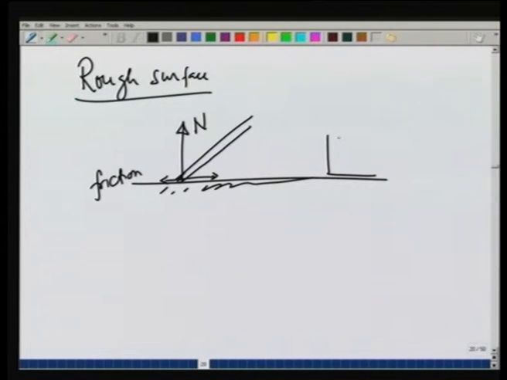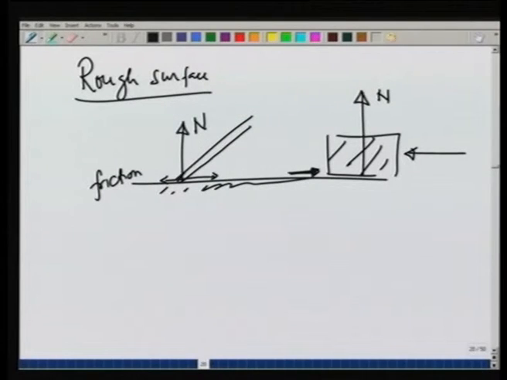Similarly, if there is a box and if I am pushing it this way, it will experience a normal force as well as a frictional force parallel to the surface. So, a smooth surface applies a force perpendicular to itself, and a rough surface applies a force which also has a component parallel to the surface.